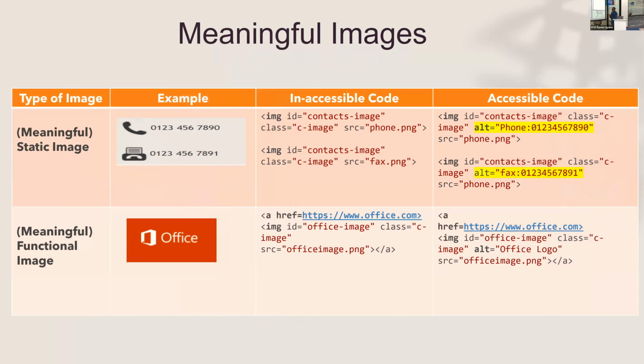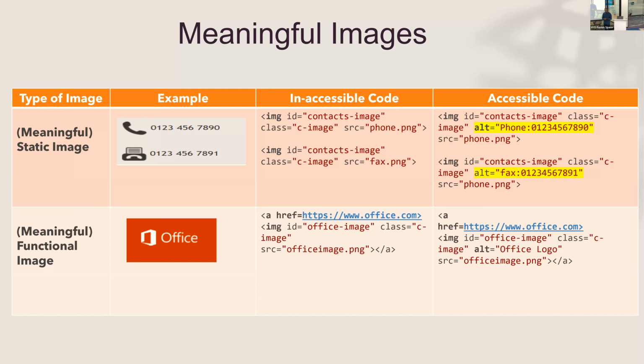There are certain places where you use this, like phone numbers and all those things. Sometimes you can use images. Images, you can think of as static images and functional images. They're meaningful. So when you click on Office, it goes to the Office 365 page. A phone number, you can click, but it doesn't make any call, right? So you always make sure that every image will have an alternate text.